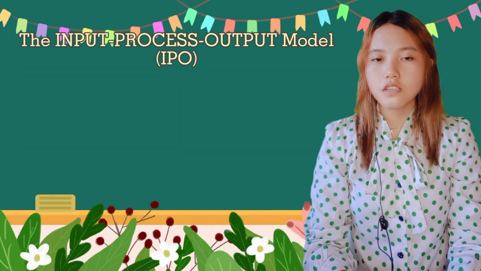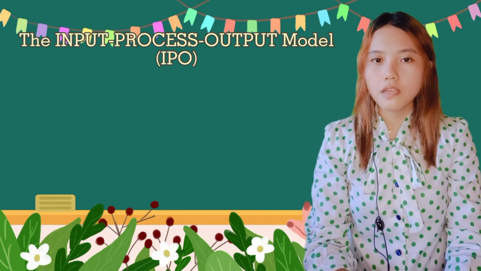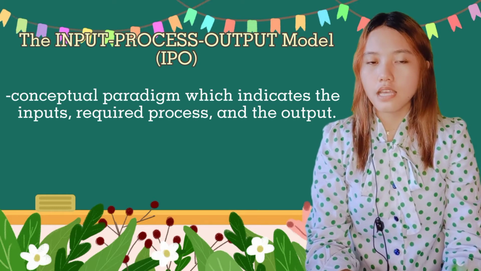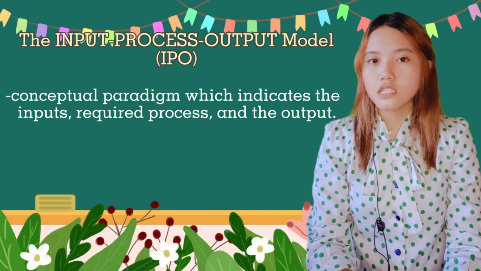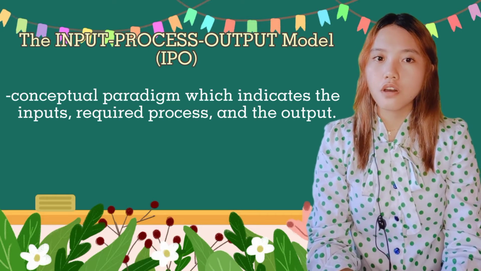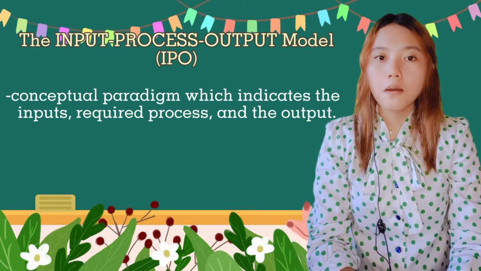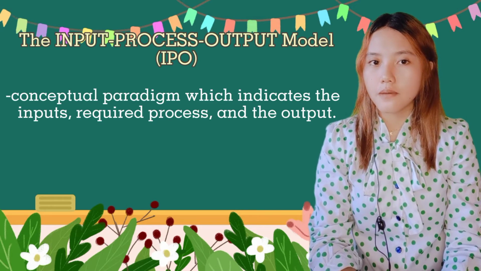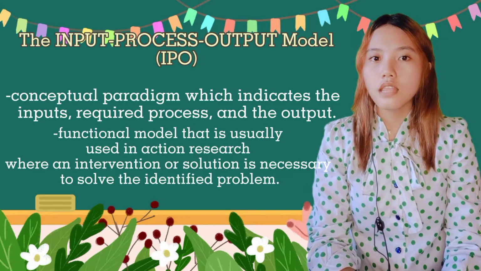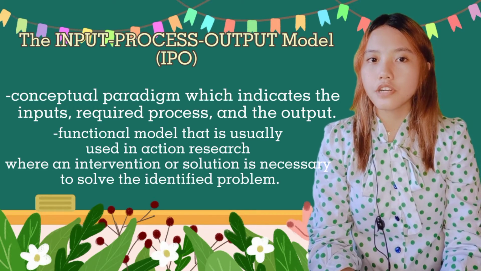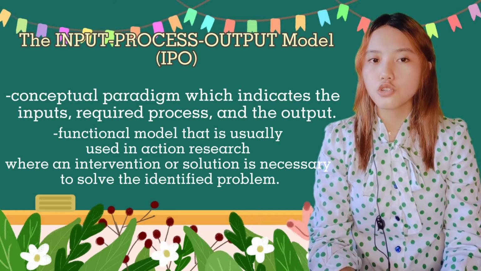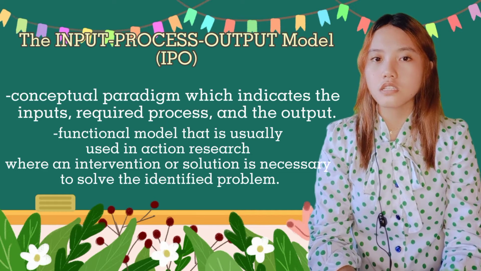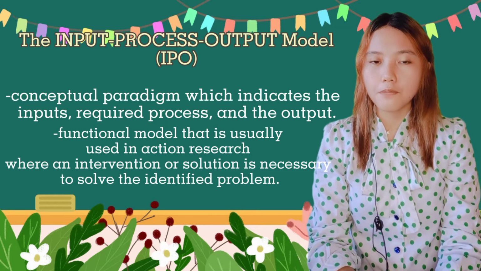The input-process-output model is a conceptual paradigm which indicates the inputs, the required process, and the output. This approach is centered on the premise of acquiring essential information by converting inputs into outputs through the required processing steps in obtaining the result. The IPO model is also referred to as a functional model that is usually used in action research, where an intervention or solution is necessary to solve the identified problem.